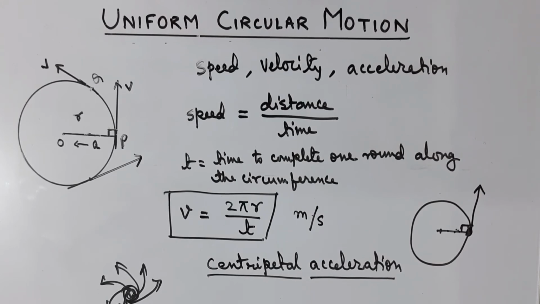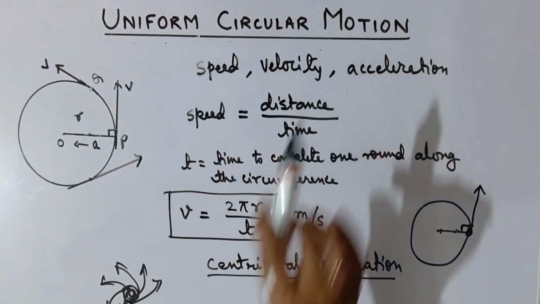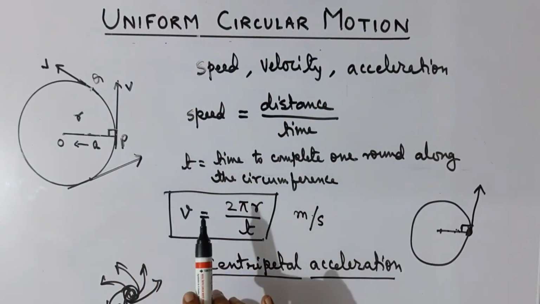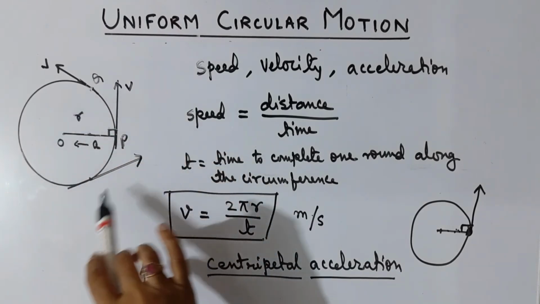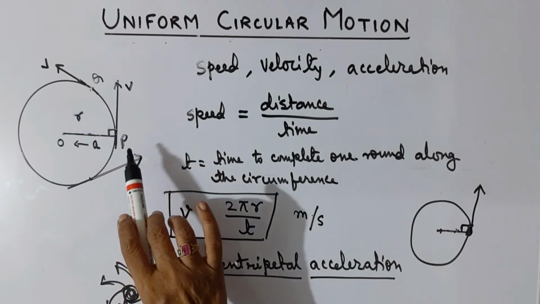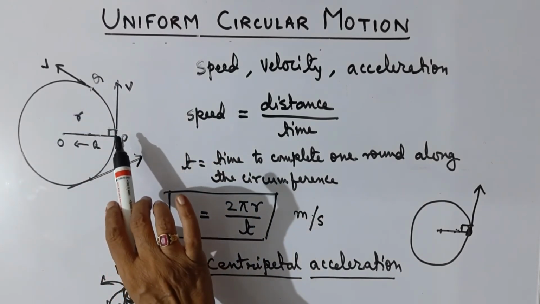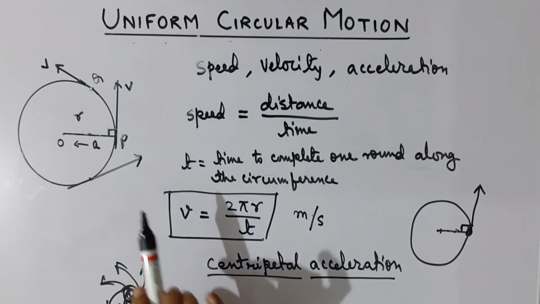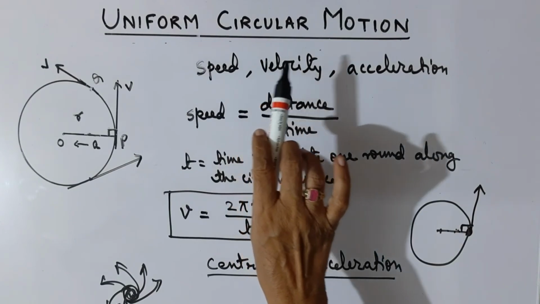So we see that a circular motion is an accelerated motion, but still it is called uniform circular motion because its speed remains constant and the velocity changes continuously by a given amount, a fixed amount, and in a fixed direction. That is why it is called uniform circular motion.